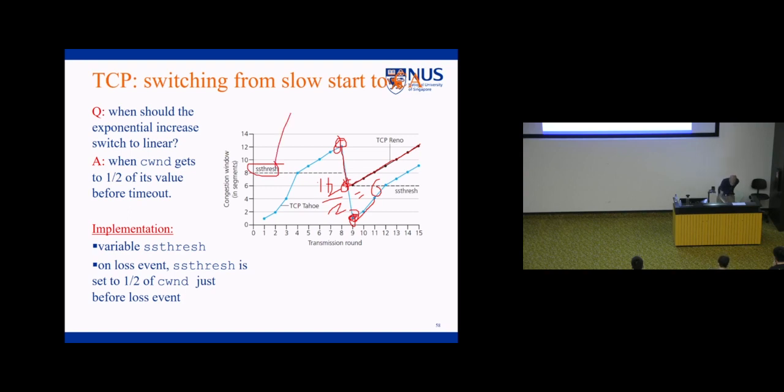Initially, this was at 8, right? When a loss is detected, SS thresh is updated, and SS thresh is set to half of the value of the congestion window when the loss occurred. What was the congestion window when the loss occurred? It was 12. Half of that, 6. So SS thresh will now be updated to 6.